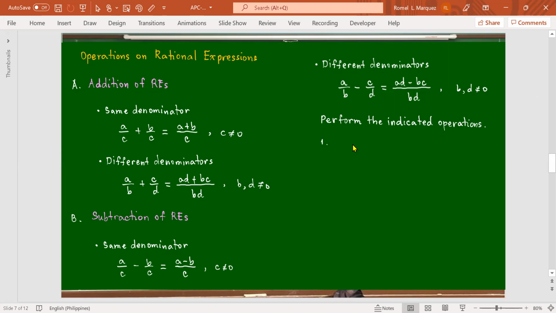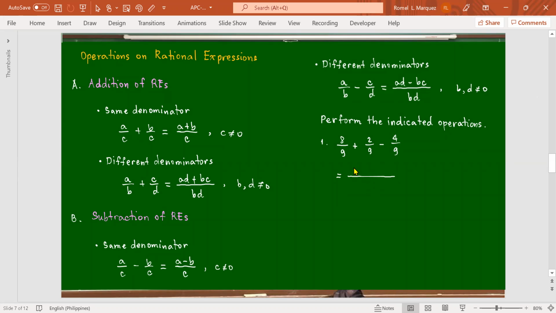Number 1, we have 8 over 9 plus 2 over 9, then minus 4 over 9. So it's a combination of subtraction and addition, no? But they have the same denominator.